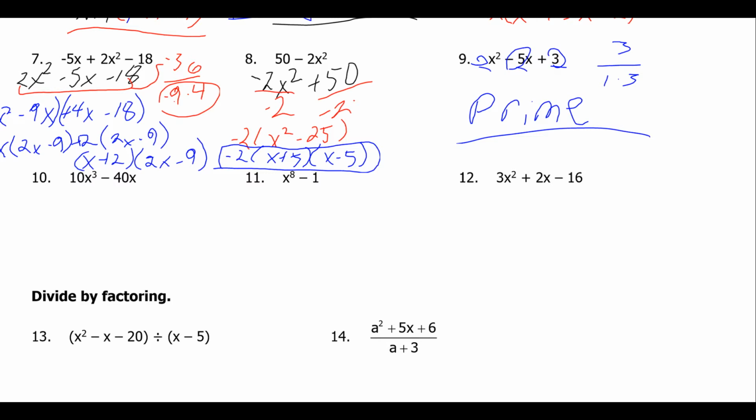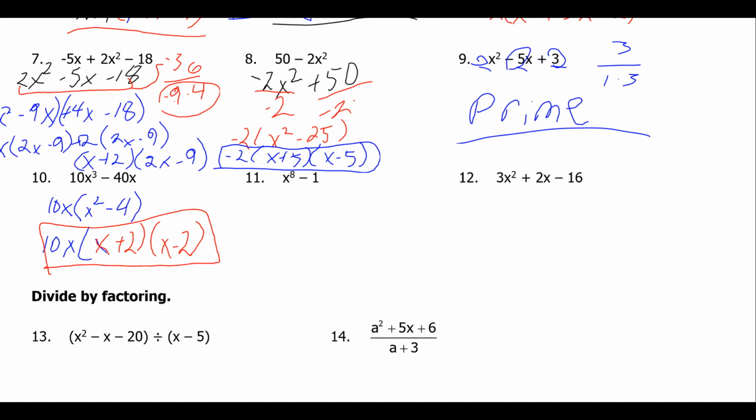Alright, now, moving along. Number 10. Number 10, I can pull out a 10x on this one. Alright, and that's going to leave me with x squared minus 4. Okay, x squared minus 4, as we all know, is a difference of squares. So I can go ahead and rewrite this as, let's see, 10x on the outside of x plus 2 and x minus 2. And there's the end of the problem.